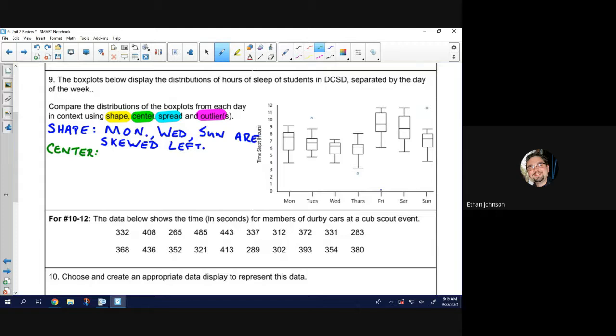So we'll say Friday, largest median. And Thursday, lowest median.